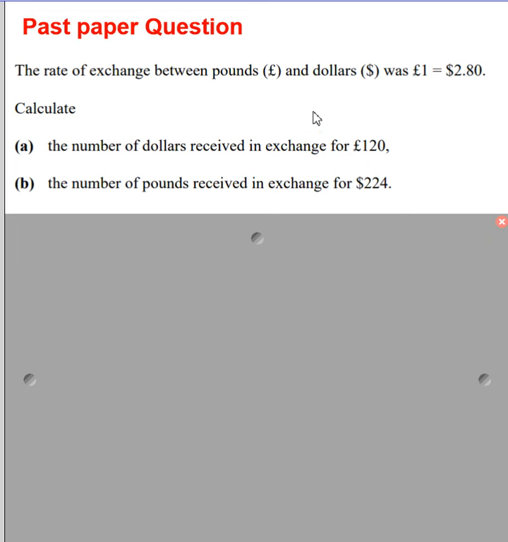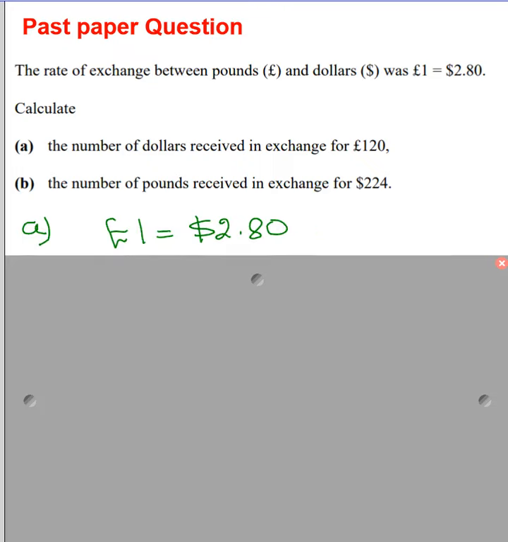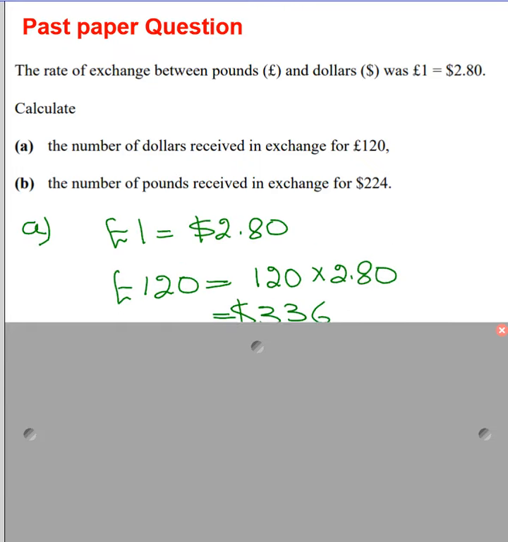So the first question is that the exchange rate between pounds and dollars is given to you. So 1 pound equals $2.80. Two parts of the question. Number one, calculate the number of dollars received in exchange for 120 pounds. So if 1 equals 2.80, then 120 pounds will equal what? So it is simple multiplication.